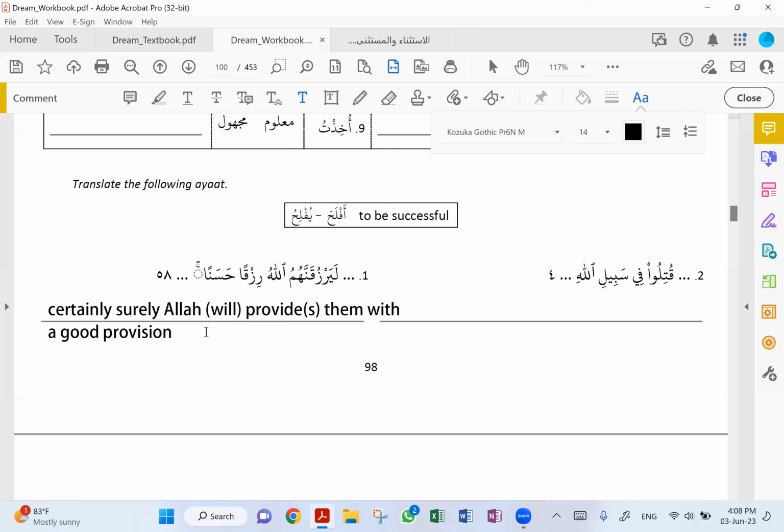So depending on the context of the ayah, what is Allah talking about? Is he talking about this world now? Is he talking about the next world? Is he talking about tomorrow? Is he talking about now? And of course, when you talk about provision, it's in the future. Also Allah keeps on providing now and tomorrow as well. It has those two meanings.